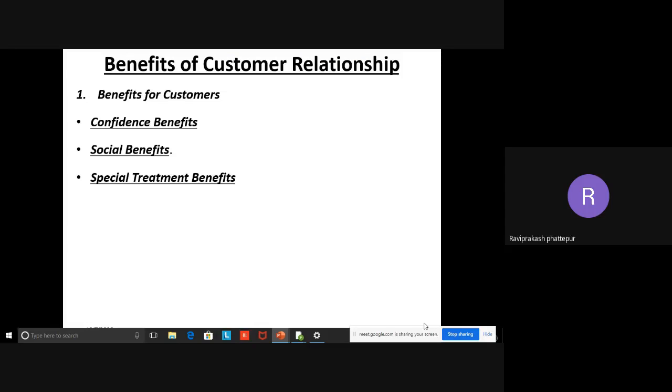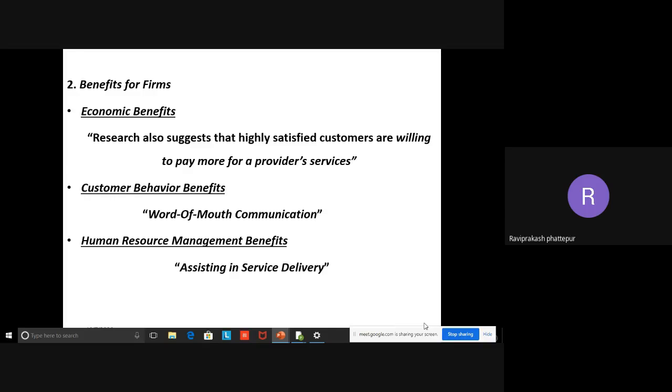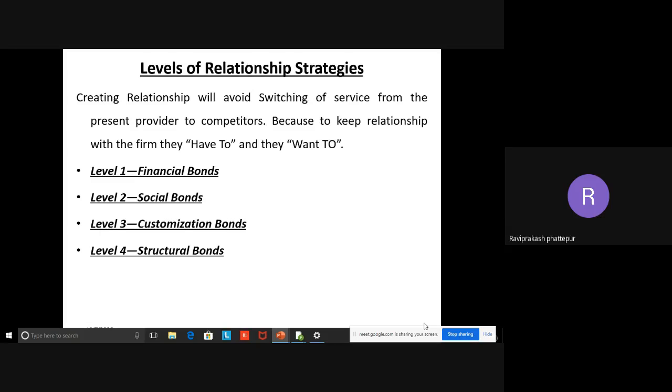Next, benefits of customer relationship. First, benefits for the customers we saw, that is confidence benefits, social benefits, as well as special treatment benefits. Then benefits for the firms: economic benefits, customer behavior benefits, human resource management benefits to the firms. And different levels of relationship strategies: financial bonds, that is level 1, level 2 social bonds, level 3 customization bonds, and level 4 structural bonds.